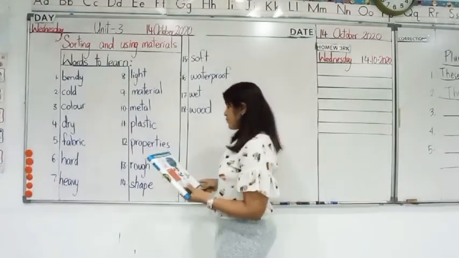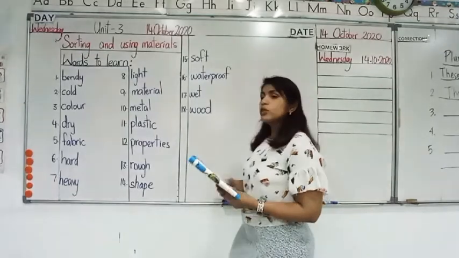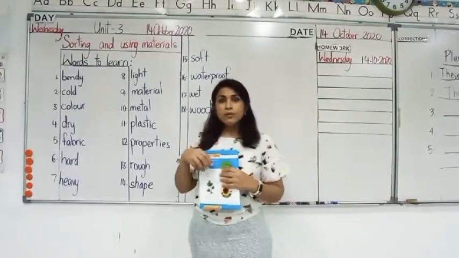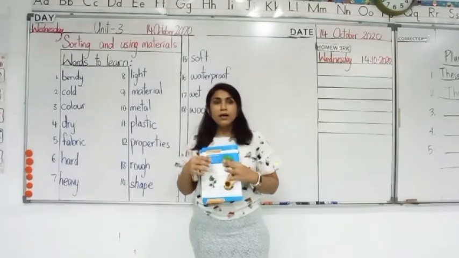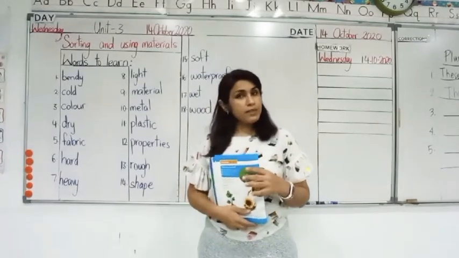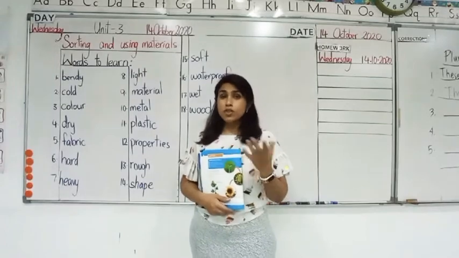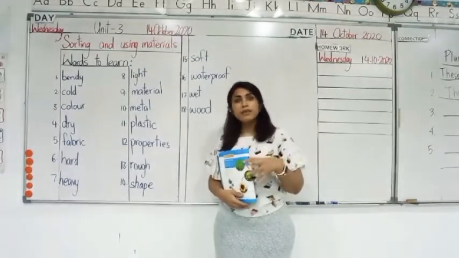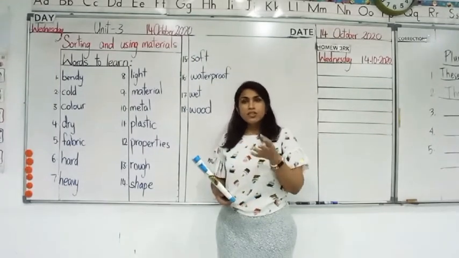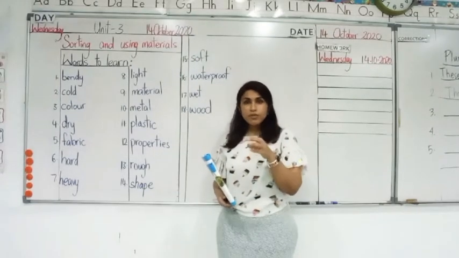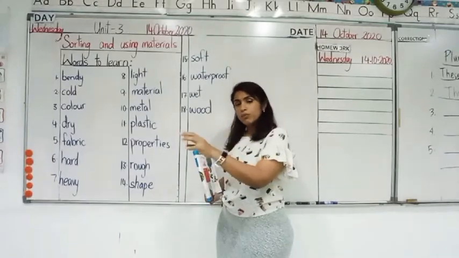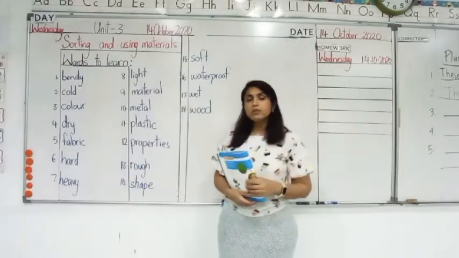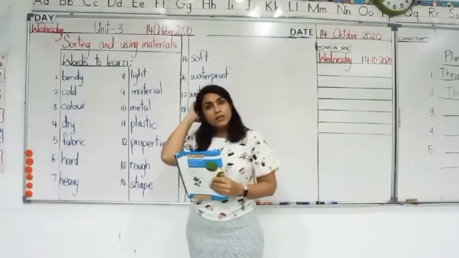So it is about sorting and using materials. Sorting is nothing but separating. We separate things. As you remember in maths, we did sorting of shapes by their size, shape or color. If it is triangles we put them in one box, if it is squares we put all the squares in one box. So that is called sorting.